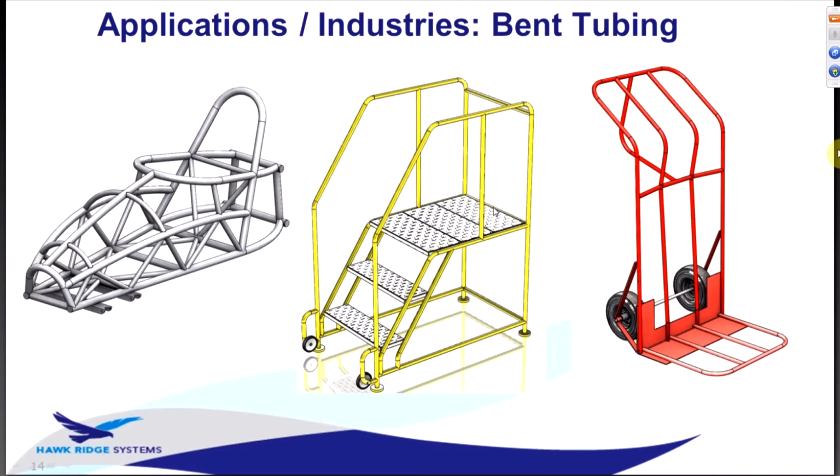And it can go a little bit outside the box too. So things that are just made of bent tube can also be constructed using the weldment tools. So we have like a race car frame here on the left. Also some hand truck and some step ladders, things like that.